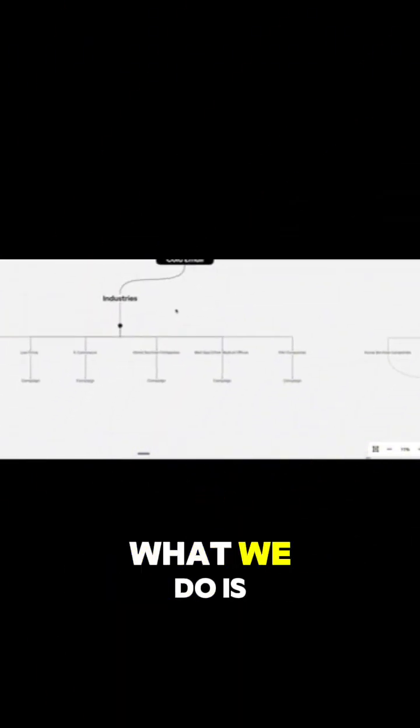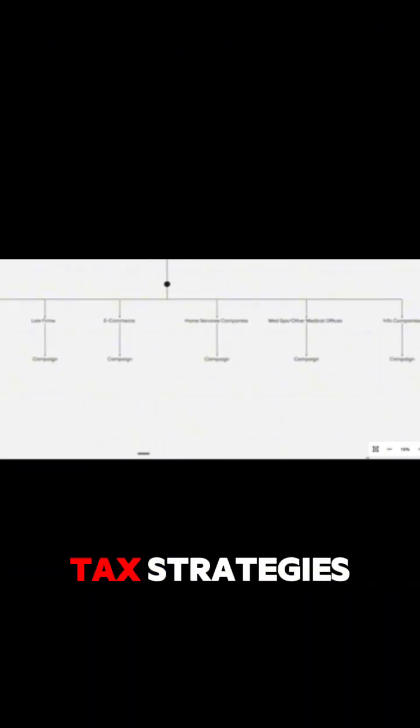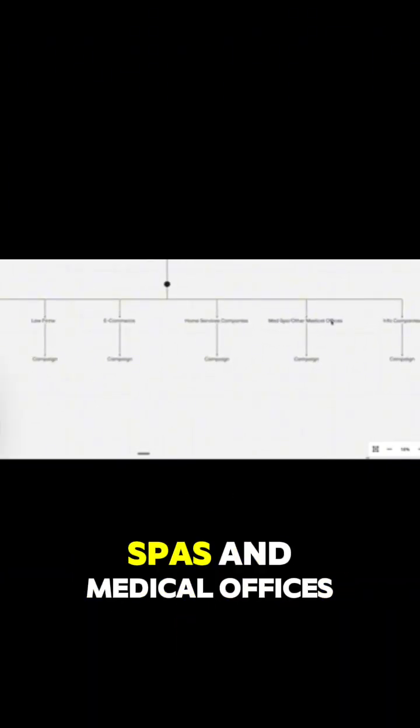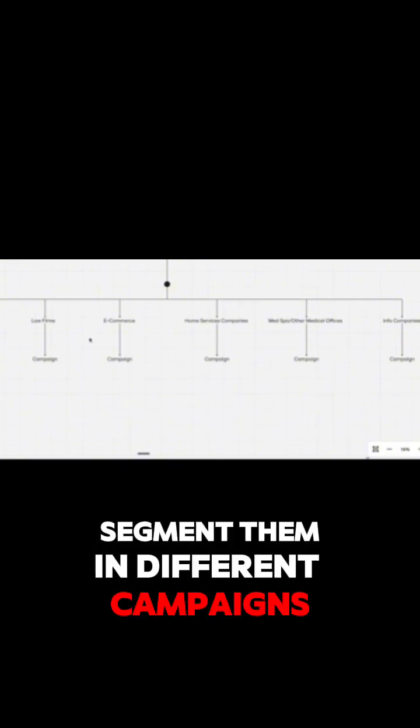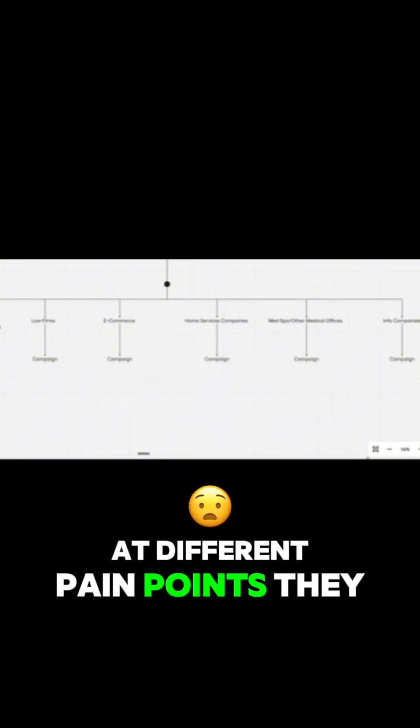So for cold email, what we do is we take our industries that we target, which is CPAs and tax strategists, law firms, e-commerce companies, home service companies, med spas and medical offices, and info products. What we do is we segment them into different campaigns because not all these people need to see the same message. They have different pain points. They talk differently. There's different industry standards.